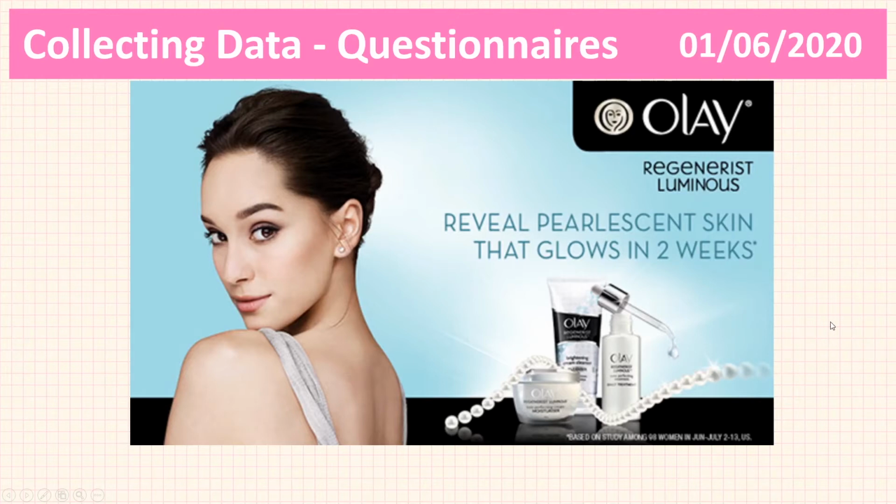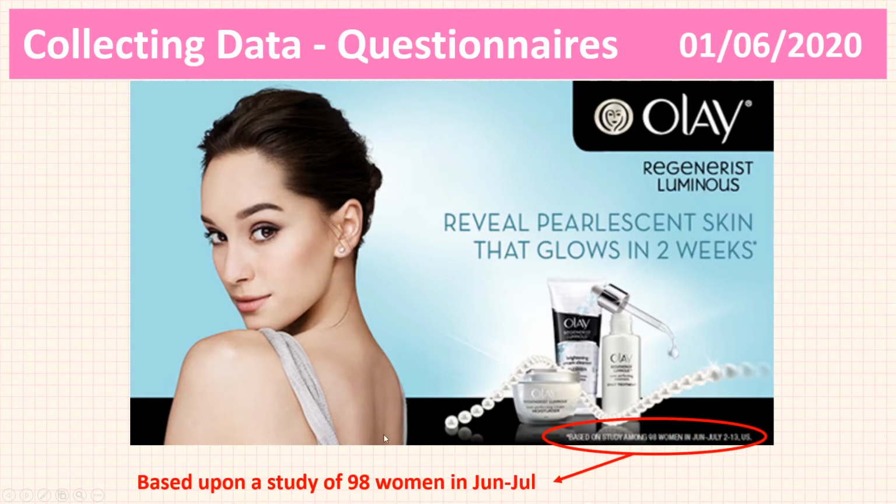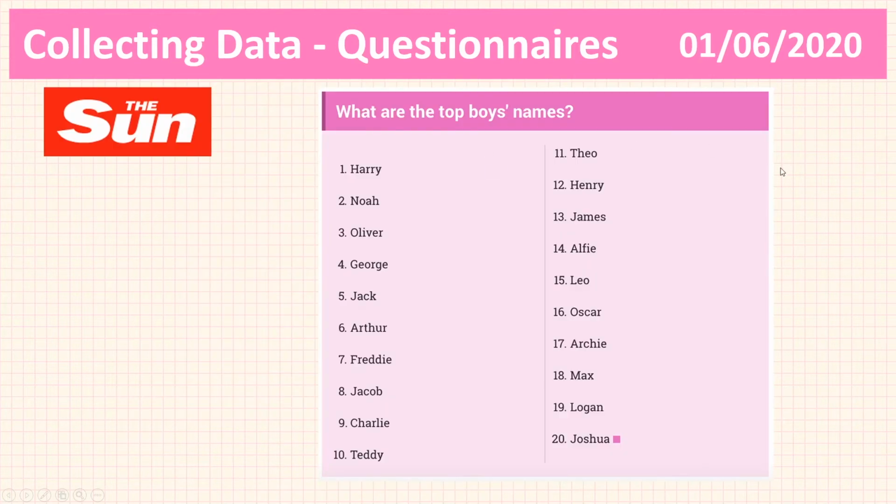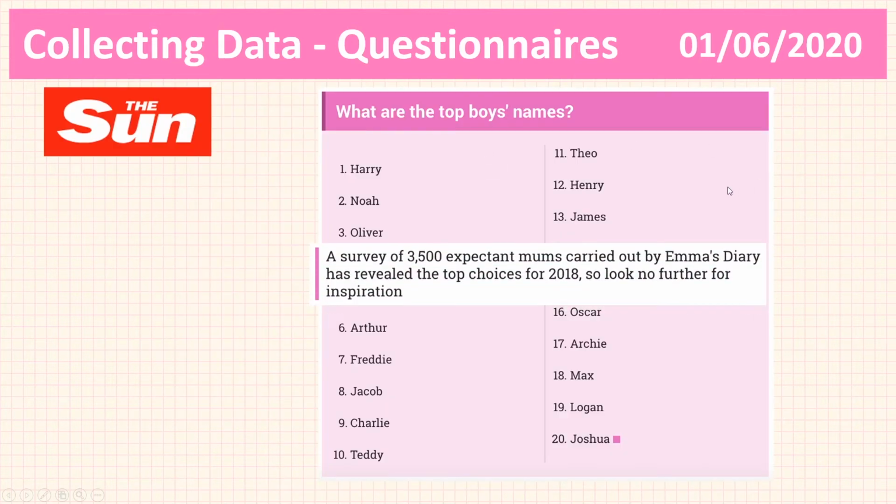So for example, here's another one. We can see that this was a study. This information was collected from a study on 91 women in June and July. Here's another one, like the most popular boys' names. Once again, this was a study carried out on 3,500 people in 2018. So you can see that we collect data and analyse data all the time to help us navigate the world and help us make decisions throughout our everyday lives.